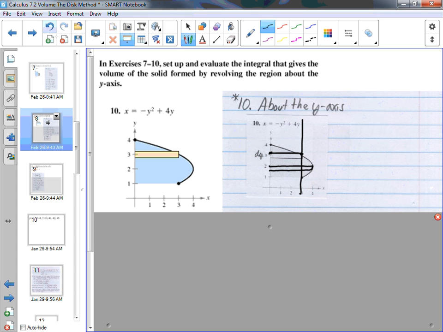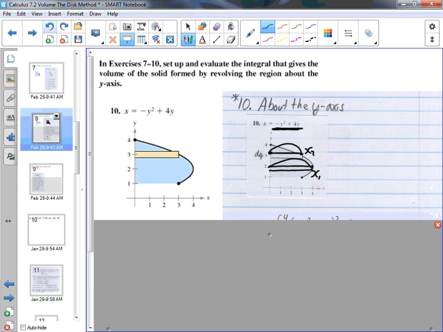But that's just not going to happen very often. So you're looking for a function. Now, the distance from here to here is whatever that x-coordinate is. The distance from here to here is whatever that x-coordinate is. But I can't use x because I've got dy in my integral. So instead of using x, I use what x equals: negative y squared plus 4y.